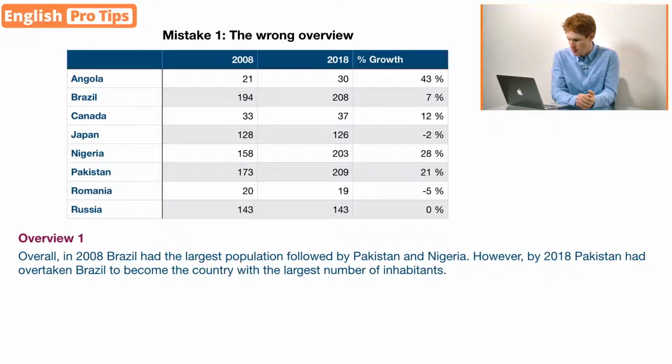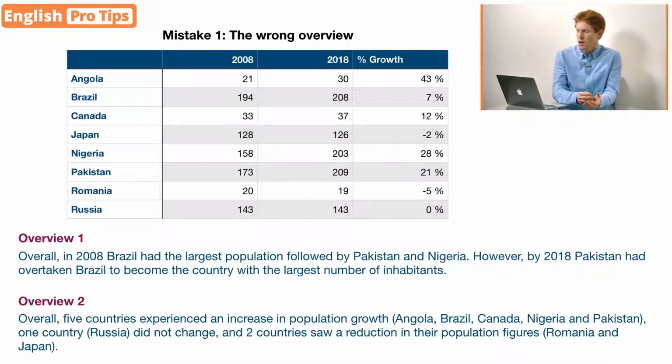Overall, in 2008, Brazil had the largest population, followed by Pakistan and Nigeria. However, by 2018, Pakistan had overtaken Brazil to become the country with the largest number of inhabitants. Okay, let's have a look at overview 2. Overall, 5 countries experienced an increase in population growth: Angola, Brazil, Canada, Nigeria, and Pakistan. 1 country, Russia, did not change, and 2 countries saw a reduction in their population figures, Romania and Japan. Now take a second. Which of these 2 overviews would you write? Which one do you think is correct?